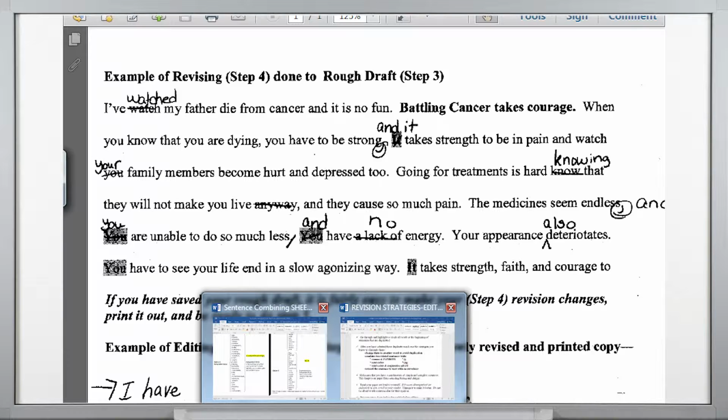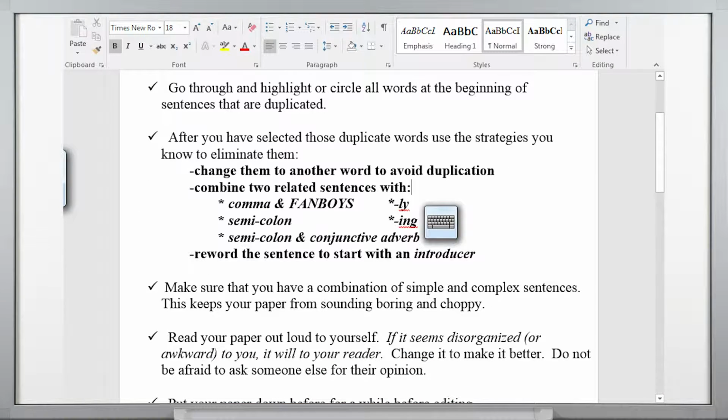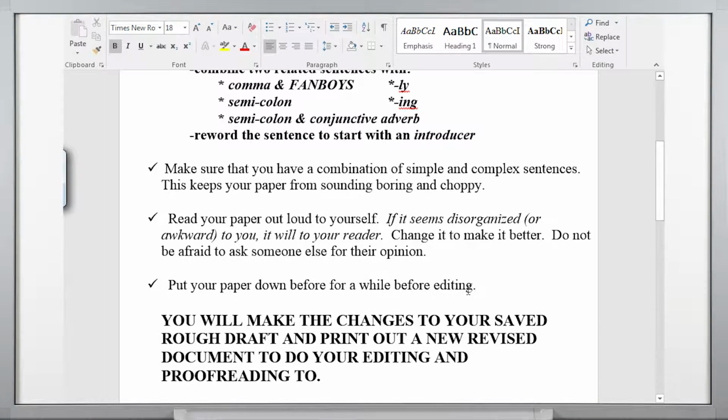So what else do we want to do? Well, we want to make sure that we have a combination of simple and complex sentences. And as you get rid of those duplicate beginning sentence words and you're putting thoughts together, you're going to do that pretty easily. But I also want to read my paper out loud to myself, because if it seems disorganized to me, or if you read it out loud to somebody else and it sounds disorganized to them, or something doesn't make sense, you need to change it to make sure it makes sense, okay? And don't forget, your classmates, other people that you know, are a great resource for this.